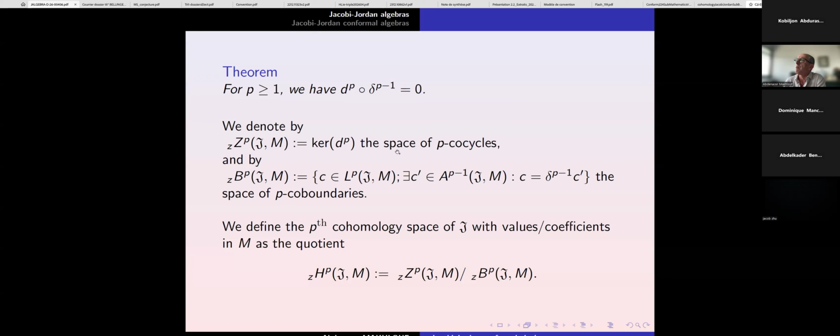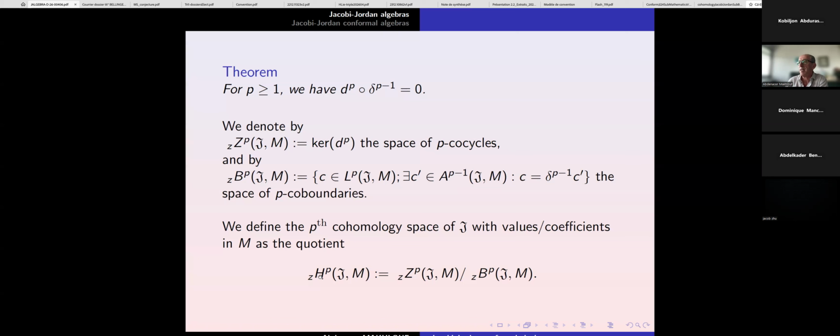Now, with respect to this, we can define the space of p-cocycles, and this will be just the kernel of D^p as usual. We put this Z here to say that this is zigzag cohomology. And what will be the space of p-coboundaries? This is the set of elements C in L^p such that there exists C' in A^(p-1), where this C' is anti-symmetric, and C should be equal to D delta^(p-1) C'.